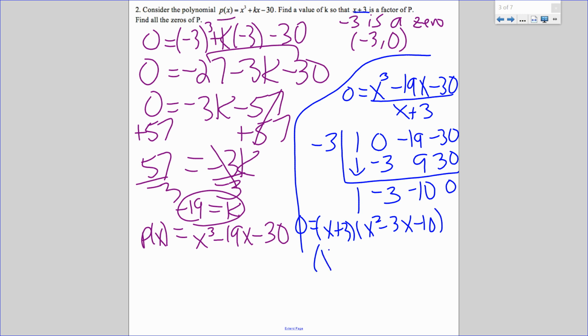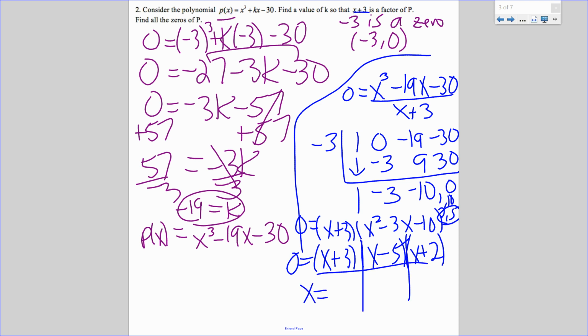It's a trinomial. x and x. First sign comes down. Negative and a negative is a positive. What multiplies to 10 and subtracts to 3? 5 and 2. Once I have my factors, I have my zeros. x equals negative 3, x equals 5, x equals negative 2.